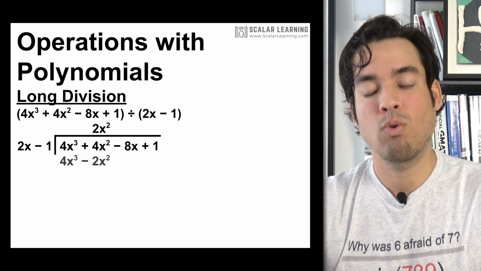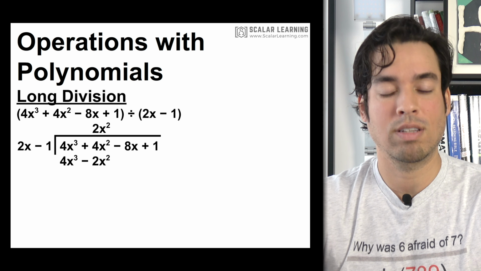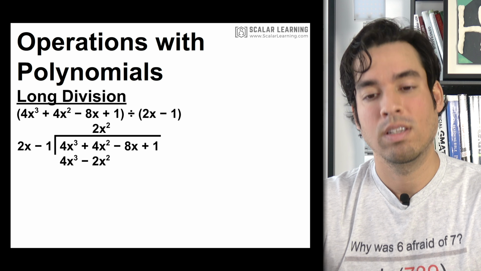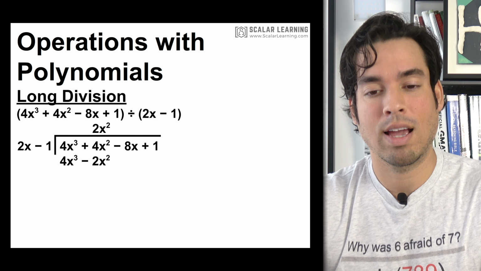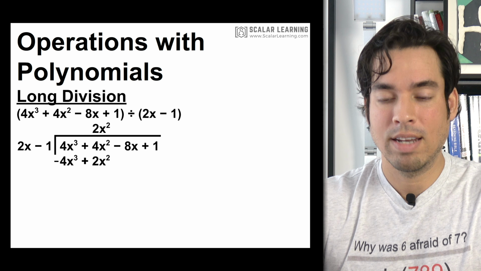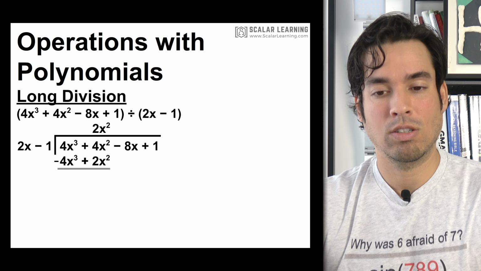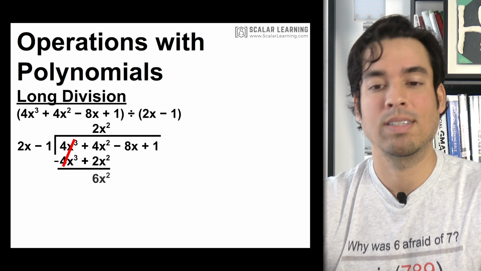Then I multiply the 2x squared times that entire binomial. So I get 4x cubed, right, add the exponents, minus 2x squared, because 2x squared times negative 1 is negative 2x squared. And now I subtract the bottom number, so I do it like this. I negate and negate, right? I'm distributing a negative. And the negative 4x cubed and the 4x cubed cancels out. That's what I wanted. 4x squared plus 2x squared gives me 6x squared.